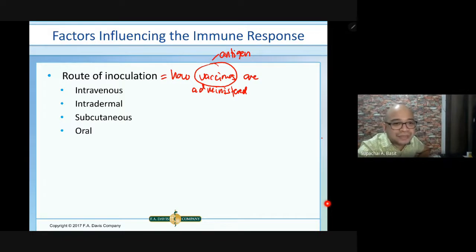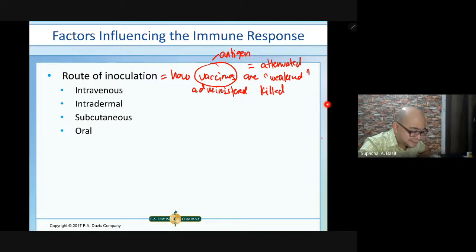Okay, thank you. So again, the route of inoculation refers to how vaccines are administered. Now, to give you an introduction, though we will not be discussing vaccines yet, vaccines are actually a type of antigen. But it is not just an antigen, because these vaccines are actually attenuated. So when you say attenuated, they are weakened, okay? Or sometimes they are made up of killed organisms, or sometimes they are subunit vaccines.